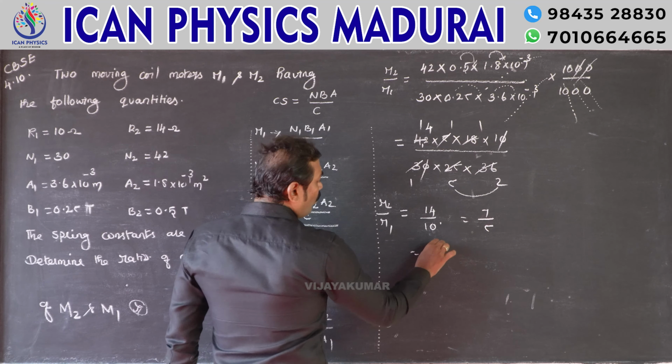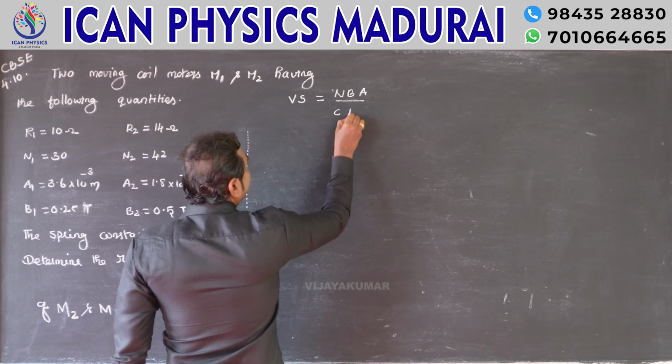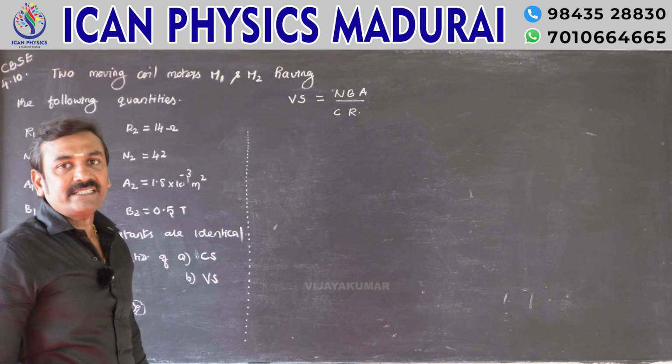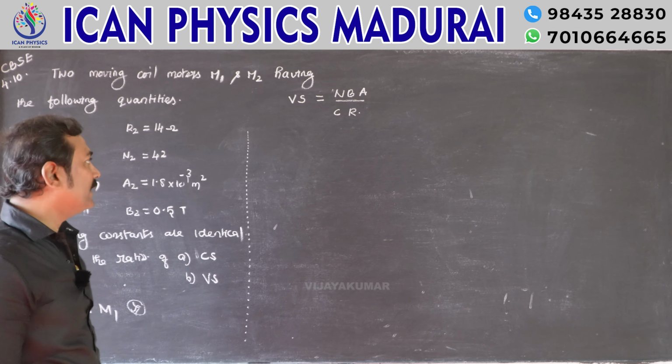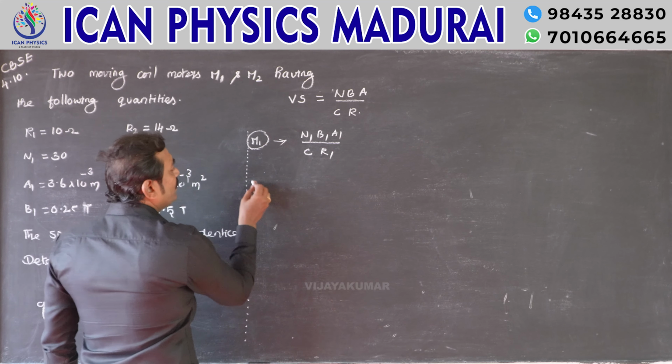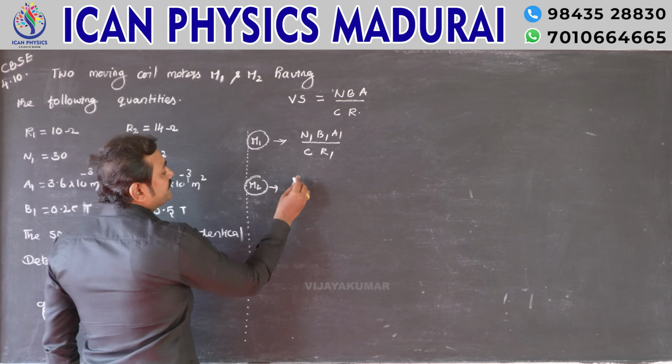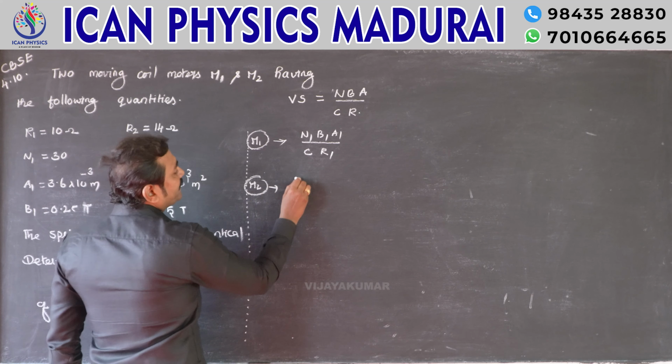So the second part is voltage sensitivity. What is the formula for voltage sensitivity? That is NBA by C into R. What is R? R is the galvanometer resistance. So the voltage sensitivity of the first moving coil galvanometer is N1, B1, A1 by C into R1. For the second one, it becomes N2, B2, A2 by C into R2.